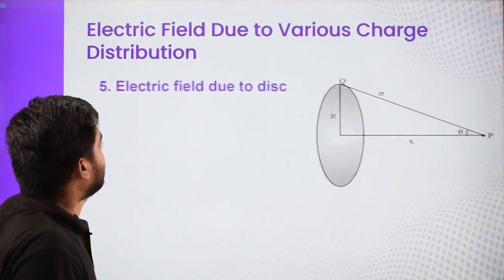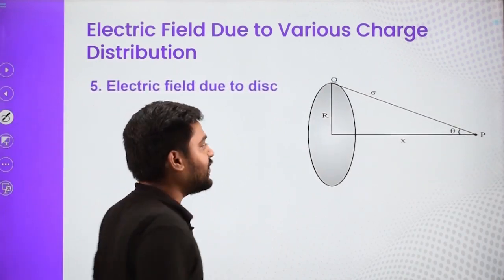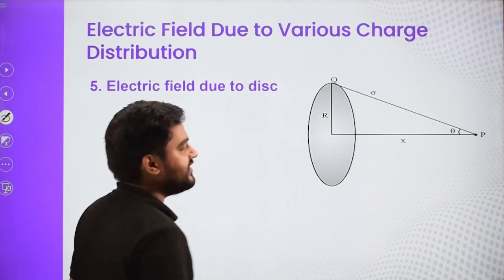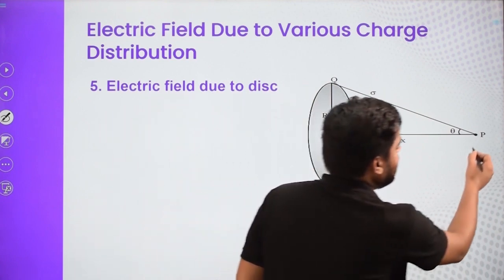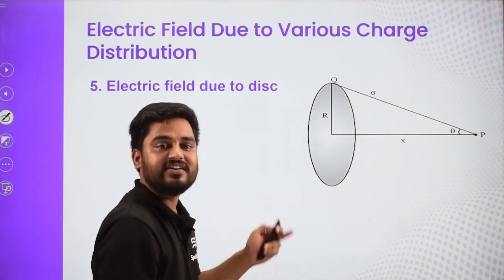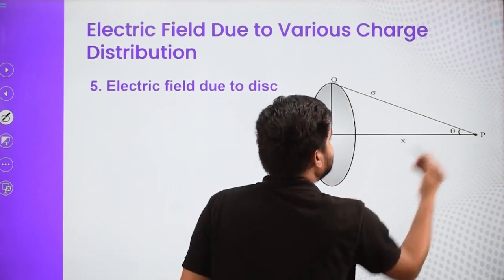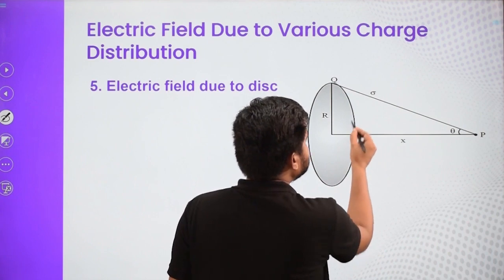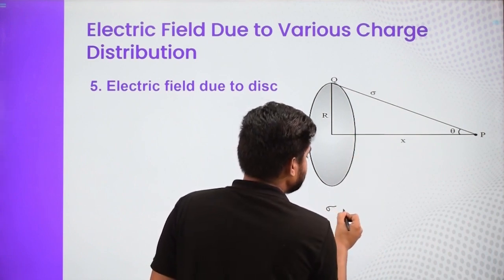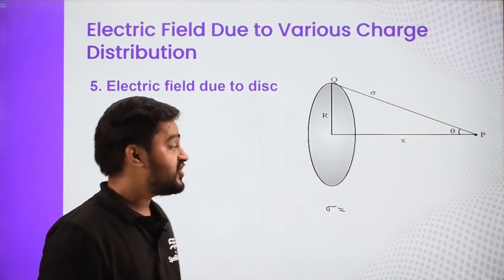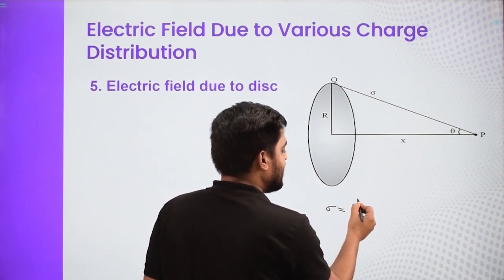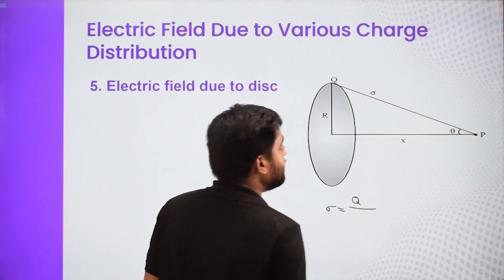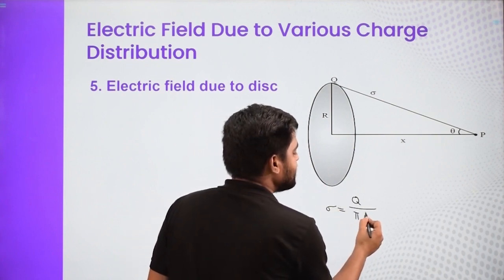Let us discuss the electric field due to a disk. So I have a disk of radius r, the total charge on the disk is q, and I have to find the electric field at this point P, which is lying at a distance x from the center of the disk. First, the surface charge density: the charge is distributed over an area. Sigma is the surface charge density, that is, total charge q divided by total area, which is pi r square.